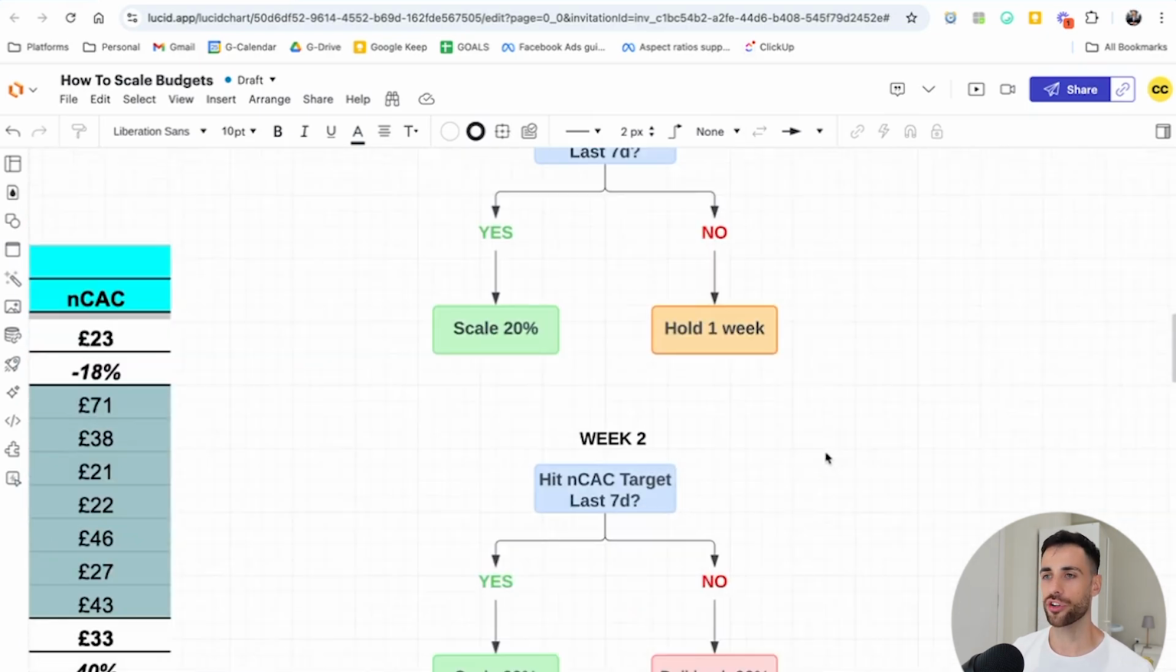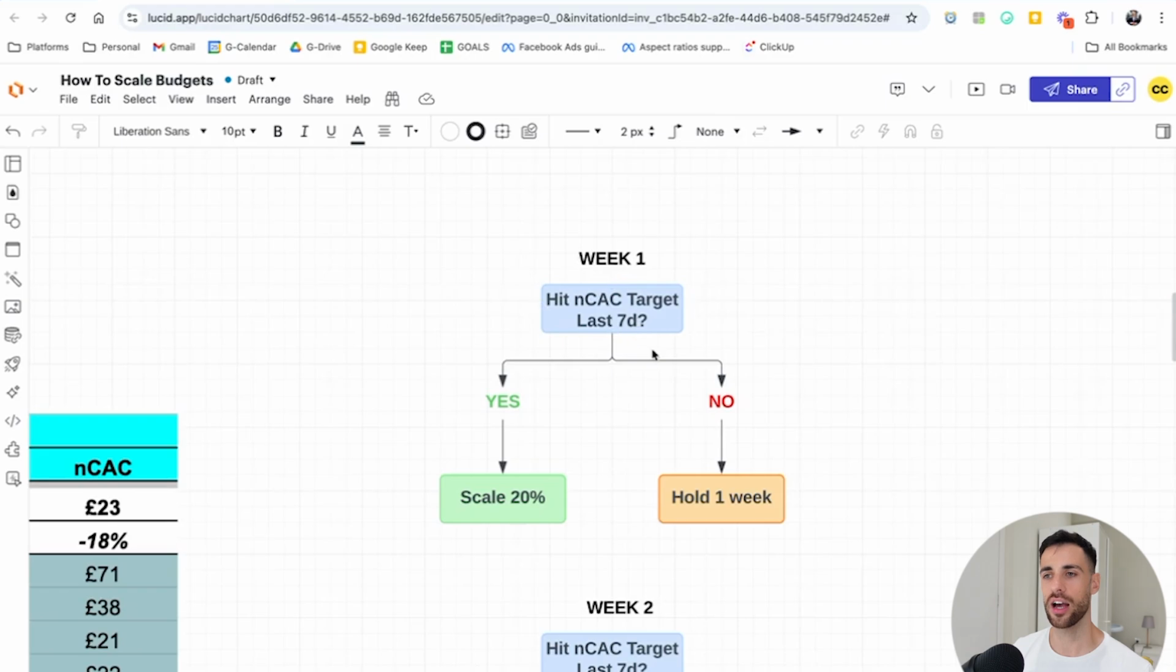Okay, so my target, I'll have an NCAC target, and this is how we're going to scale. You're going to come in and you're going to go, right, first week, did we hit our NCAC target in the last 7 days? Okay, so the last 7 days average, have we hit our NCAC target? If it is a yes, you're going to scale Meta 20%. If it is a no, you're going to hold the spend for 1 week and watch what happens, okay? With scaling the Meta campaigns 20%, if you just have one hero product, that's easy, you scale it 20%.